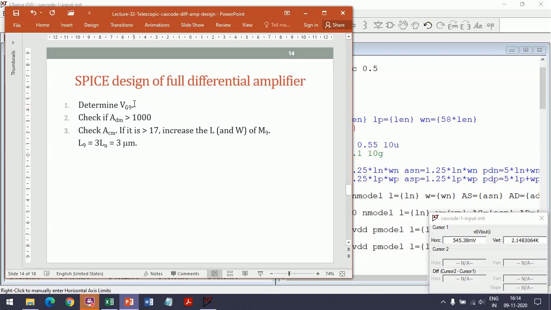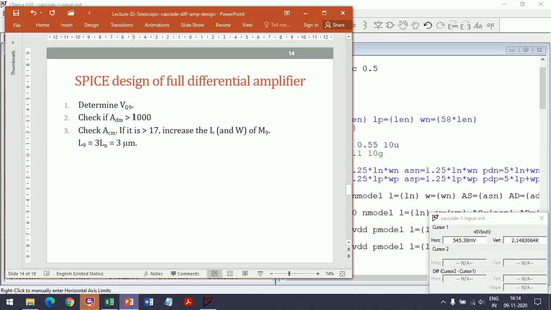Once we fix VG9, then we'll check if the differential mode gain is greater than 1000. If it is, well and good. If not, we'll have to change again some length somewhere, or in fact only the length will help. So if needed, we'll have to change the length.